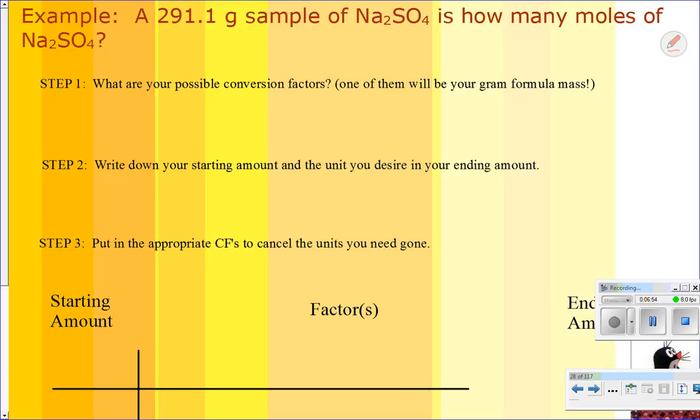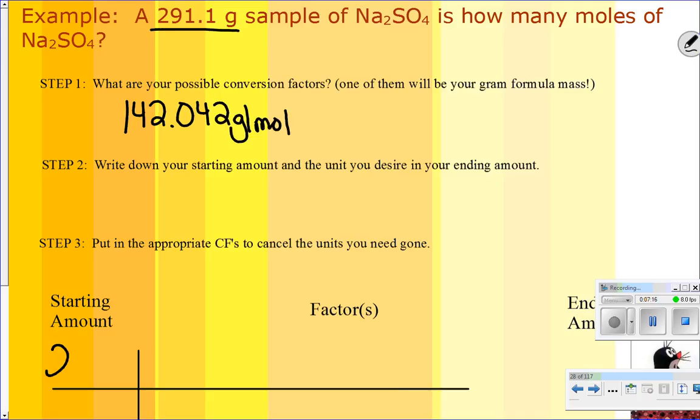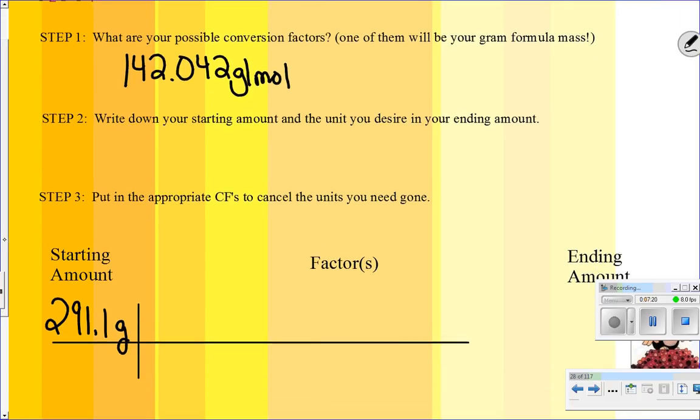So I want to figure out how many moles of sodium sulfate are in a 291 gram sample. So the first thing I'm going to do is my GFM calculation. I get my GFM for sodium sulfate, which is 142.042 grams per mole. So this is going to be 291.1 grams. I'm pulling down here. I want grams on the bottom, so 142.04 grams with 1 mole on top.